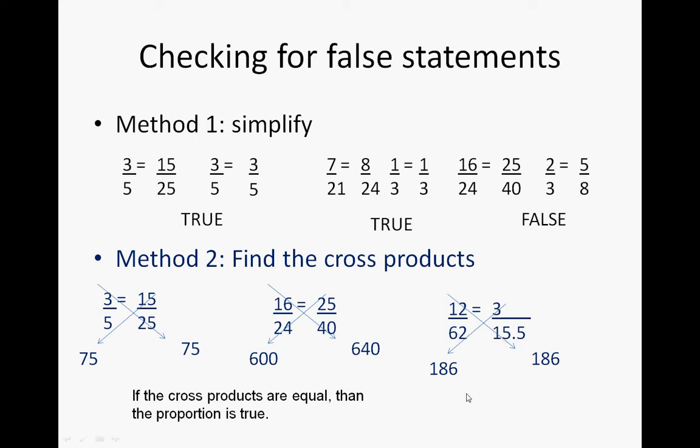I find the cross products most useful when I have these goofy things like this. It's also useful when you're solving proportions, but that's not until the next slide. So it's useful when you have these funky numbers; otherwise, you could scale it up and then just use the same method of simplification.